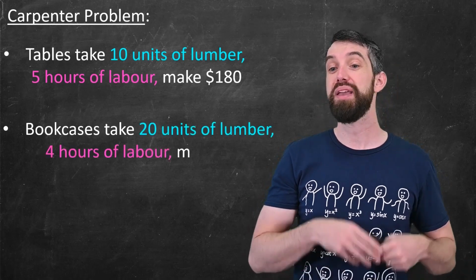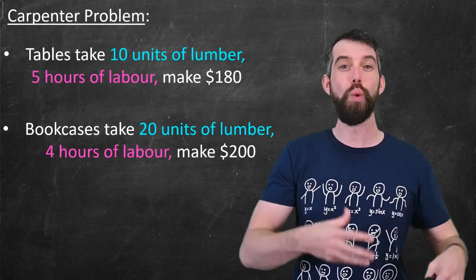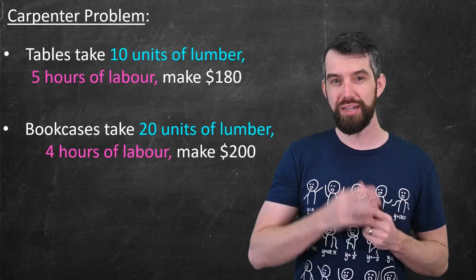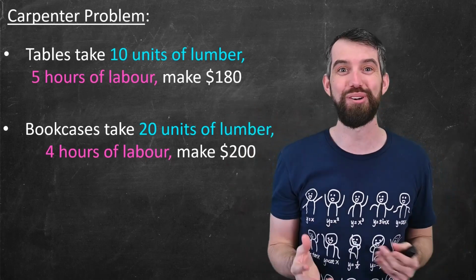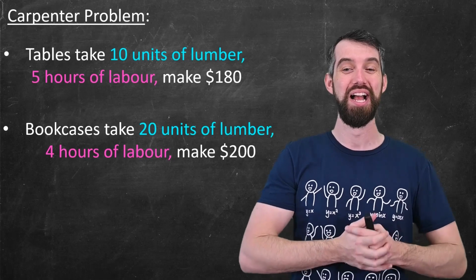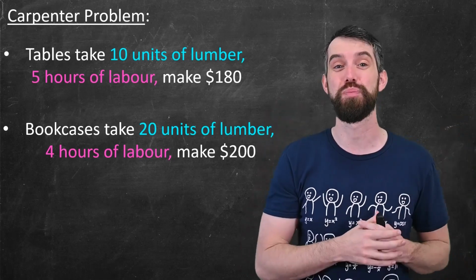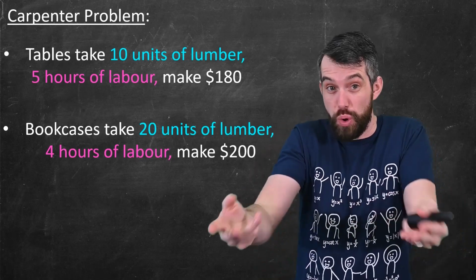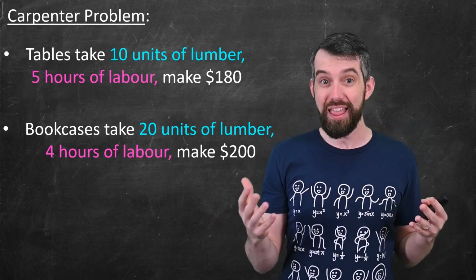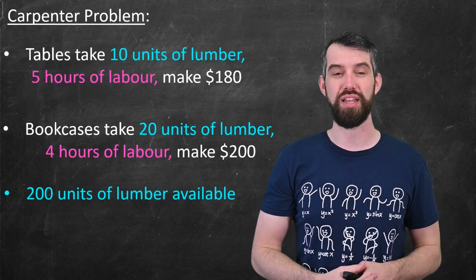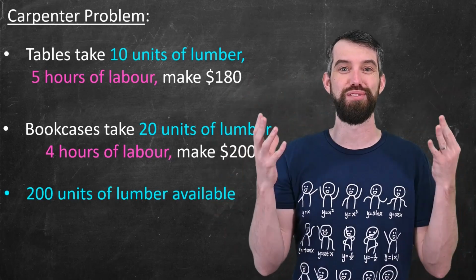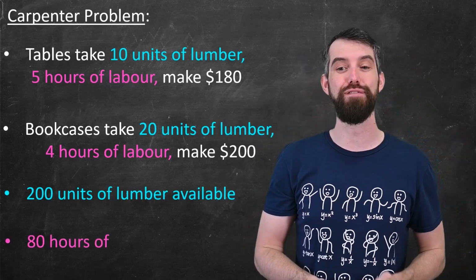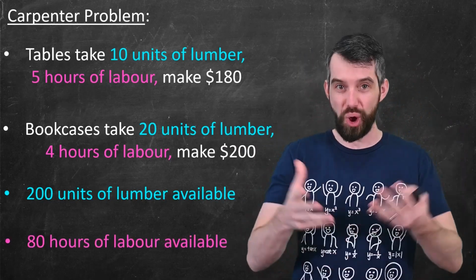Alternatively, if they decide to make a bookcase, well, it takes twice the amount of lumber to make a bookcase in this, again, made-up scenario. But it takes less time for whatever carpentry reason. Again, I have no idea. The claim is that bookcases are perhaps easier to put together. So 4 hours of labor, but you make more money, $200. Okay, and then there's a few other constraints here. First of all, there's only 200 units of lumber available that we can make our bookcases or tables out of. And finally, in, say, 2 weeks, you want to work only 80 hours.